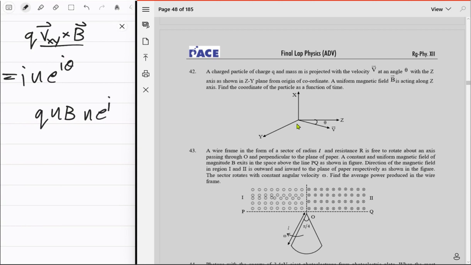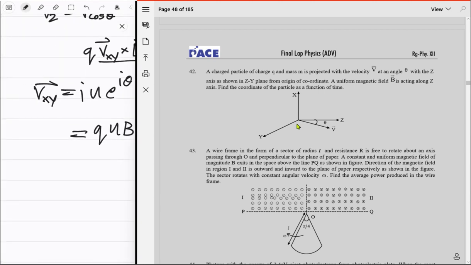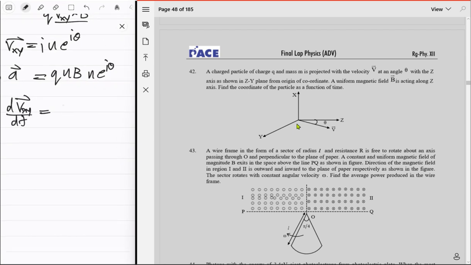So this thing is just q u B, the magnetic field, times u e^(iθ), with the iota gone. This is equal to what? Oh, it's just the force, so mass times acceleration, a vector, right? So we got the acceleration, which is also dv upon dt, the dv_xy vector upon dt, equal to q u B upon m.